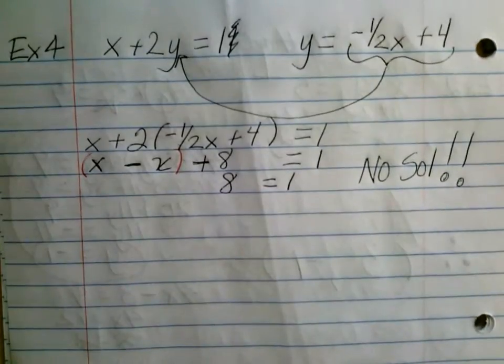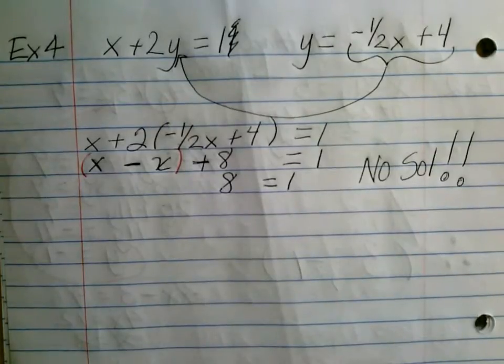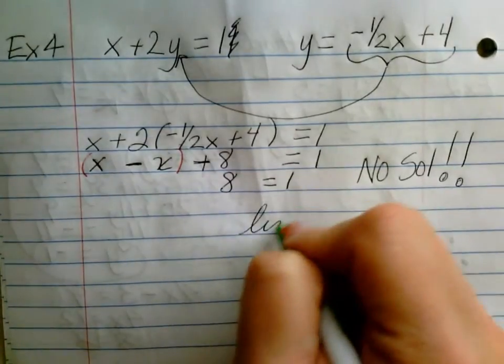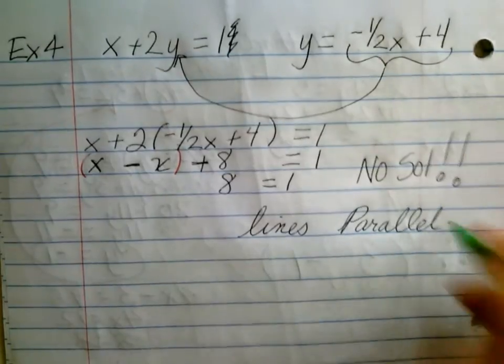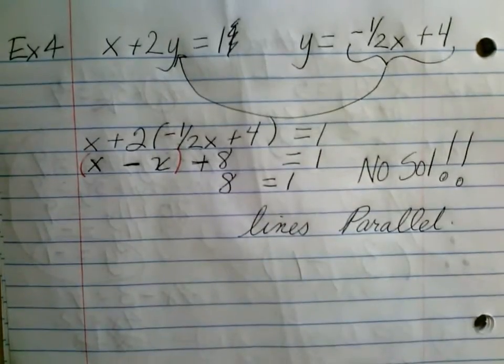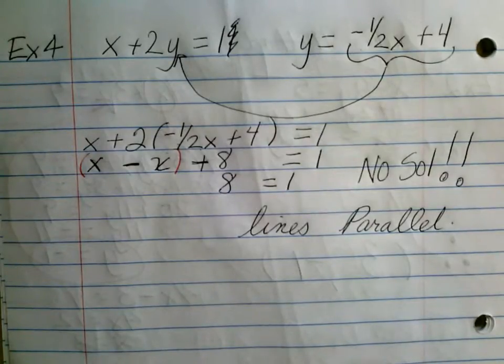On the previous page, I shared with you that if you have no solution, it is quite probable that you have parallel lines. No solution. Lines are parallel. Not that you needed to tell me that, but you have no solution. Okay? The lines are parallel. They never touch one another. Moving on to example 5.